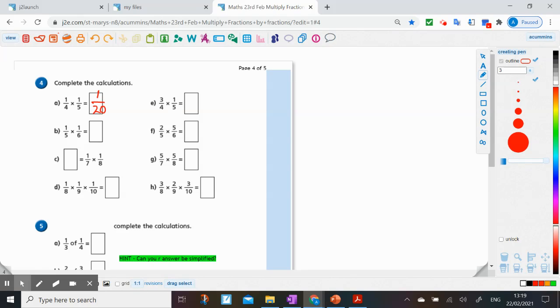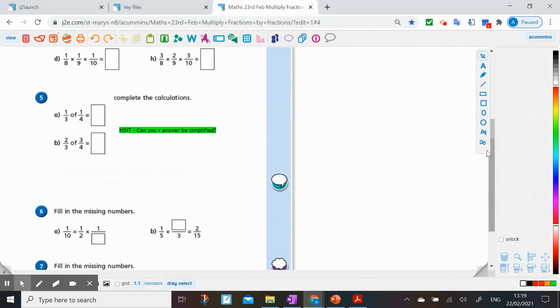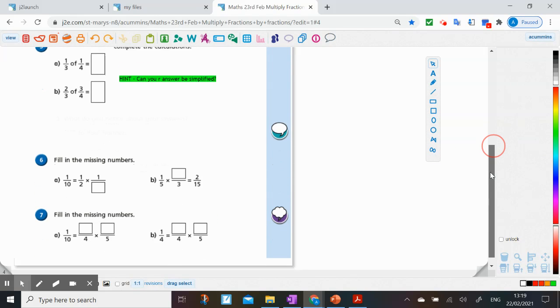So an eighth times a ninth times a tenth. So what's 8 times 9? And then when you get that answer, times it by 10. And then that will be your denominator. 1 times 1 times 1 is still 1. Questions like C, it's just the other way around. So it's still what's 7 times 8 and 1 times 1, and the answer goes into the box. And I believe that should help you through the rest of question 4 and 5.